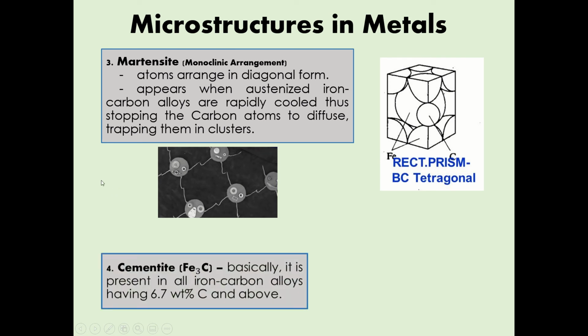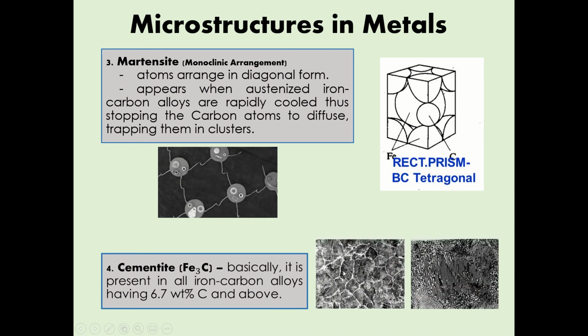We also have cementite. Cementite is basically present in all iron carbon alloys having 6.7% weight carbon and above. So this is what you see whenever there is an iron carbon alloy that contains 6.7% weight of carbon.